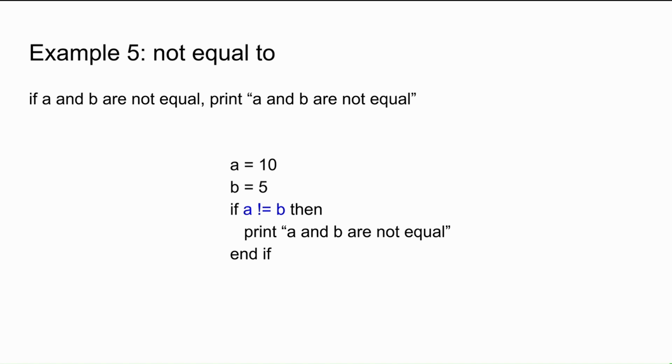And now let's see the not equal operator. So here, if A and B are not equal, we are going to print A and B are not equal. I am back to using numbers just because it's shorter to write here. And we have that A is equal to 10, B is equal to 5. And then we are checking if A and B are different. Then print A and B are not equal. In this case, A and B, as we can see here, are different. So this condition will be true and the print is executed. But if A and B were the same, then this condition will be false because they will be the same and the print wouldn't be executed.